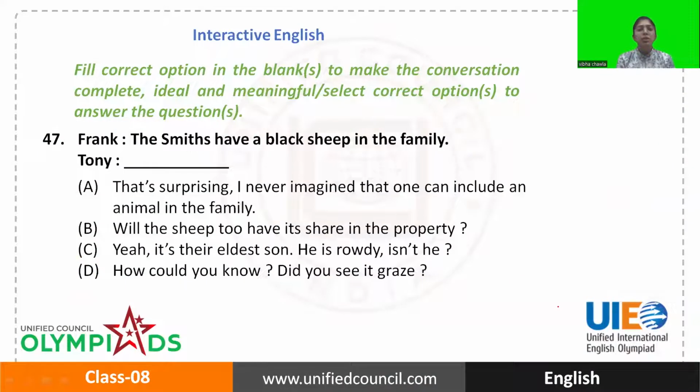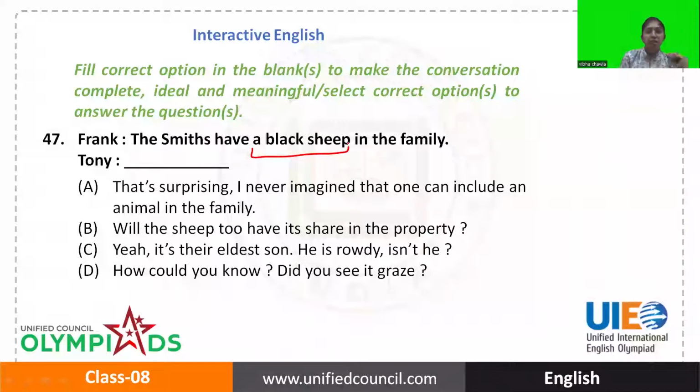Then we have the next one, question number 47. Frank and Tony. Frank: The Smiths have a black sheep in the family. Black sheep is such a person in the family who is kind of an embarrassment for the family. Family members feel ashamed because of that person. So such a person is called a black sheep.